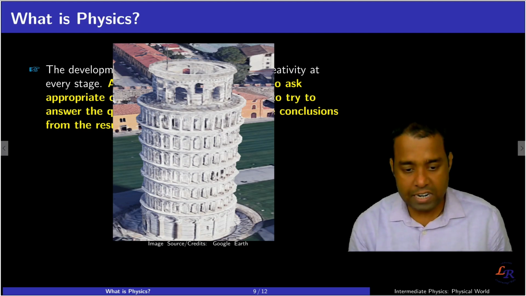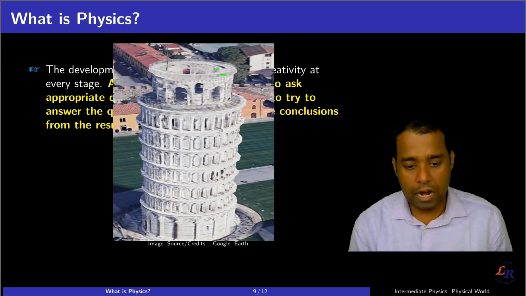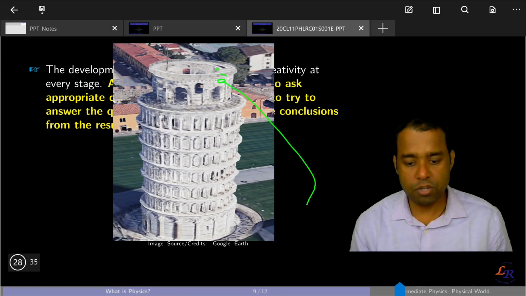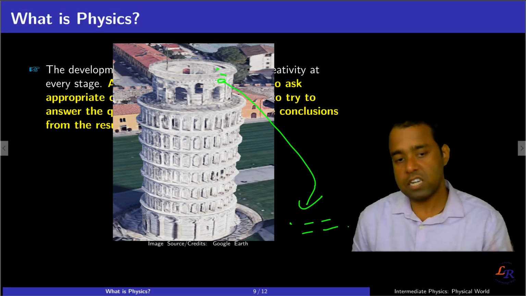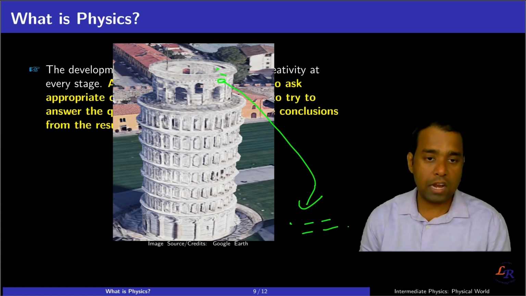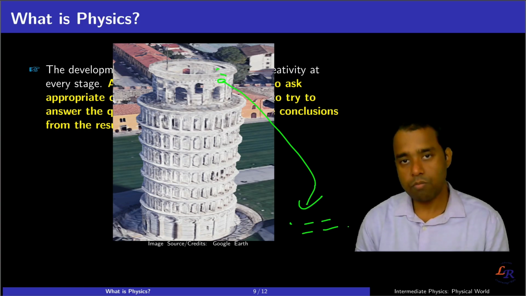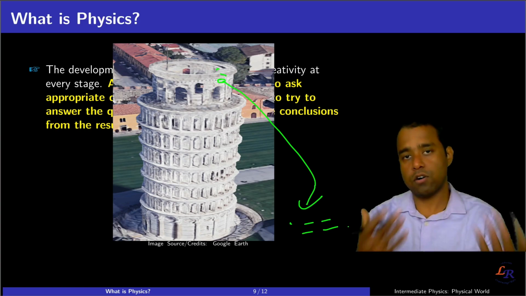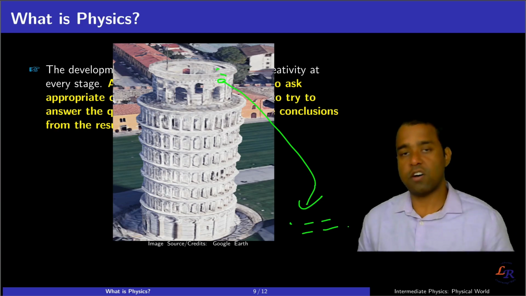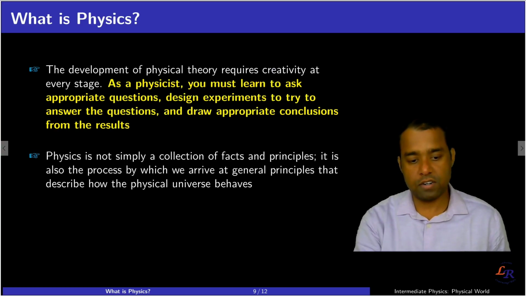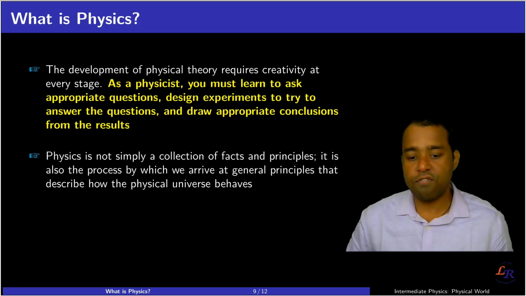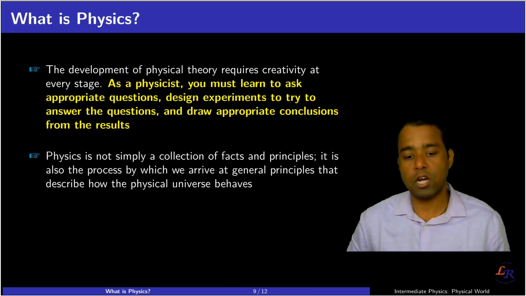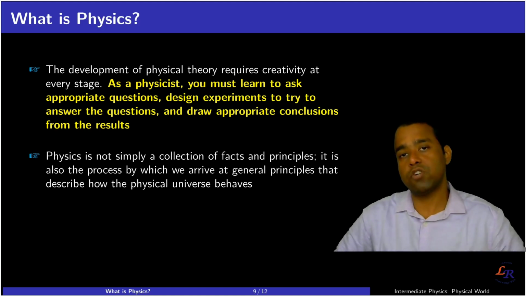So what he did is that he made balls of two different masses fall from the Pisa tower. He did the experiment and noted down the rate of fall, and he came up with a very good idea which later brought lots of development in the field of gravity. So physics is not just a collection of facts and principles. It is also the process by which we arrive at general principles that describe how the physical universe behaves.